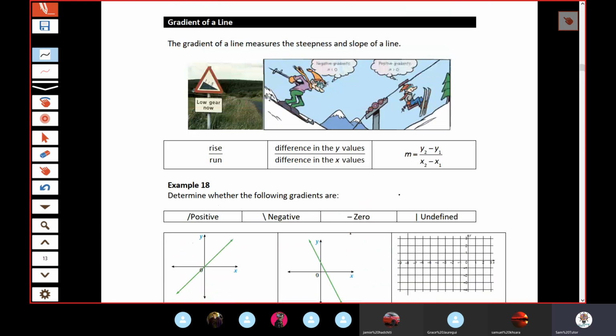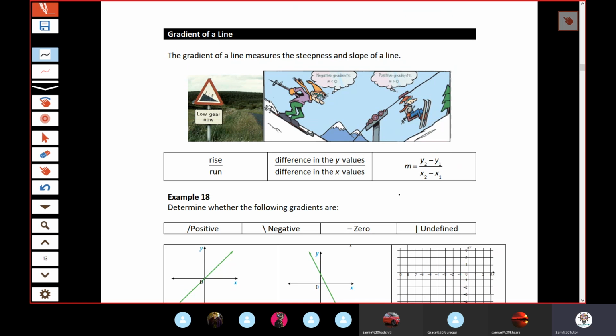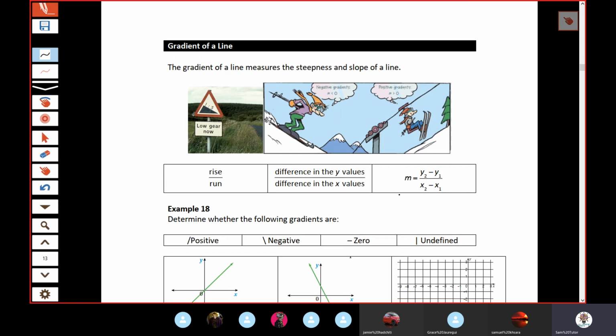All right, very good. Up to gradients. Last, I guess, formula that you really need to know for coordinates. So there are three formulas that you need to know for coordinates. The first one was midpoint, the second one was distance, and the third one's the gradients of a line.